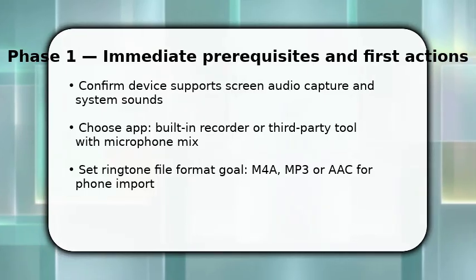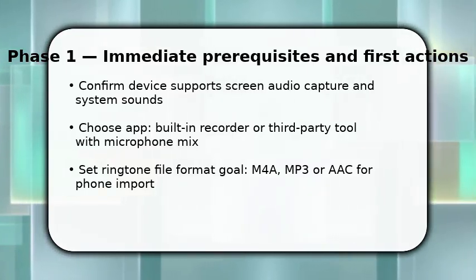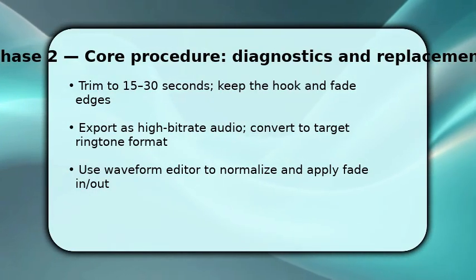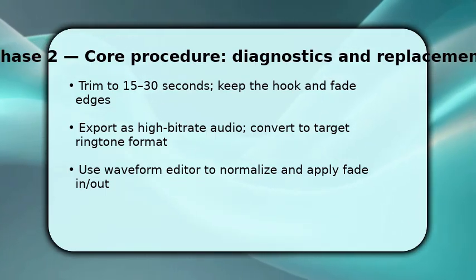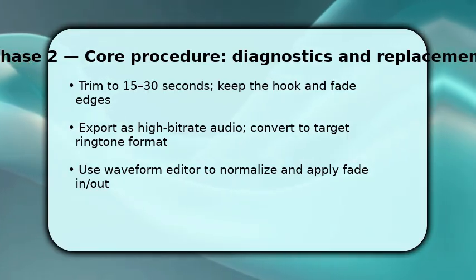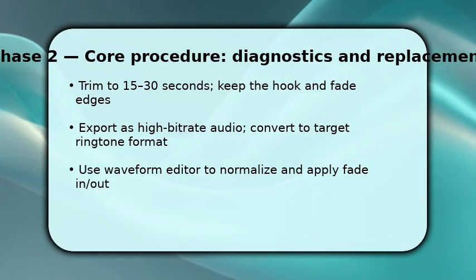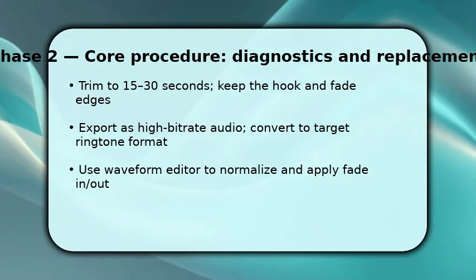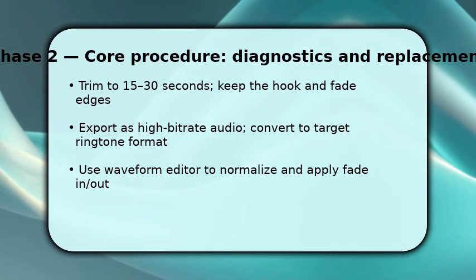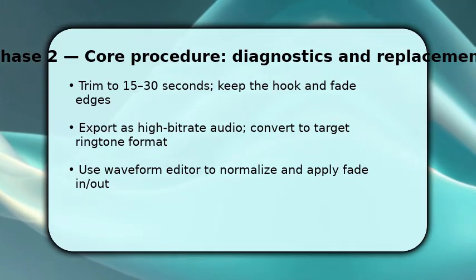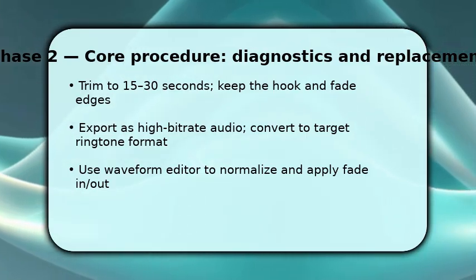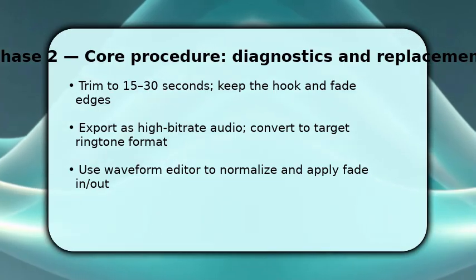Make sure to name the file clearly because you will export and trim it next, and consistent names speed the workflow. You'll now trim and refine. Load the recorded file into a waveform editor and select the memorable 15 to 30-second segment, shorter for most phones. Normalize levels so volume is consistent, then add a quick fade in and fade out to prevent abrupt cuts. Export at a high bitrate and convert to the ringtone format your phone uses, for example, M4R for iPhone or MP3 for Android. Once converted, double-check the clip duration and name before transferring.